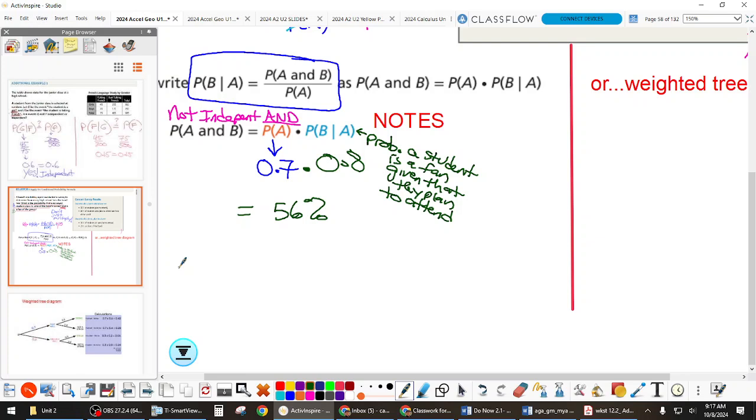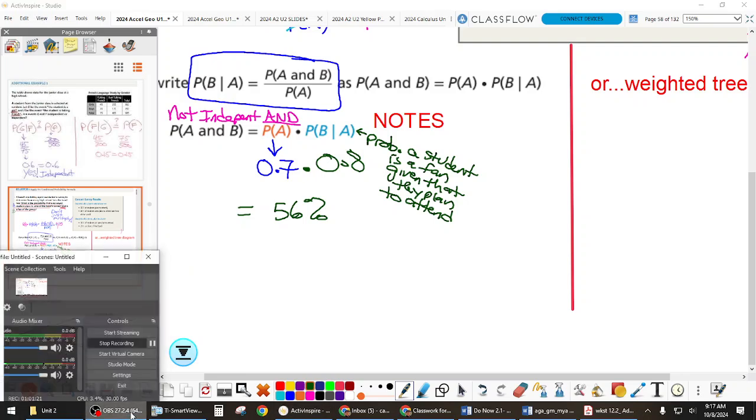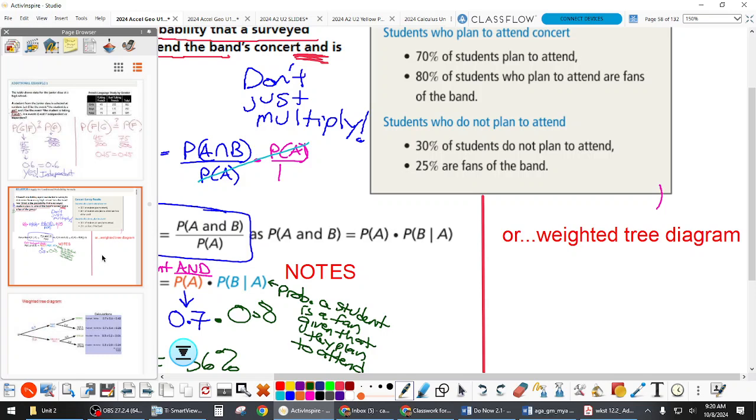Okay, weighted tree diagram. You want to try setting that up? I would like you to. Yes, I want you to try it. You guys have this option. I'm going to do mine sideways. If you want a little bit more visual, our first branch is attend or not attend. So you could do something like this. 70% attend, and then 30% not attend. You don't have to make it heavier towards the higher percentage. It's just a visual thing. Okay?